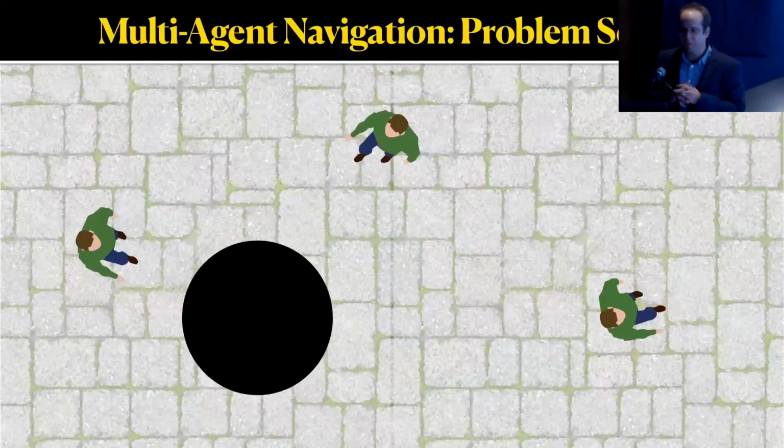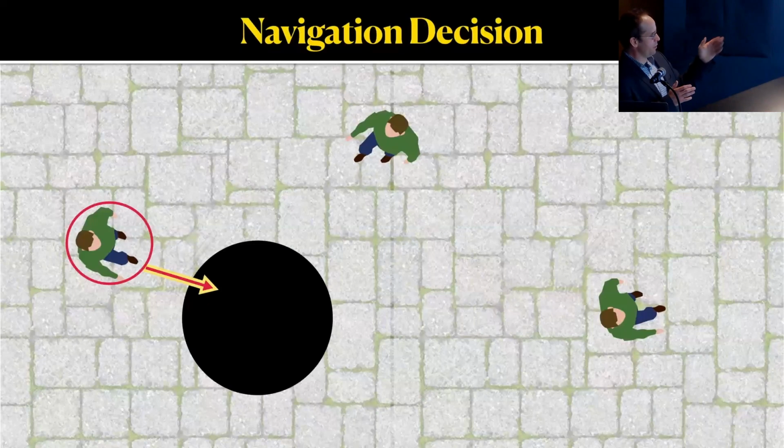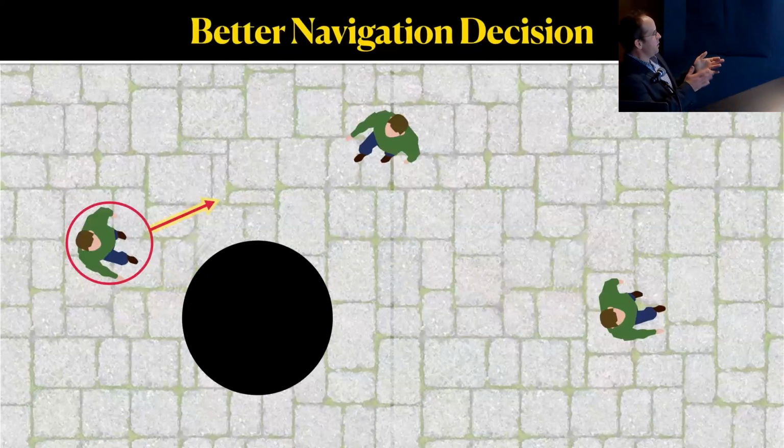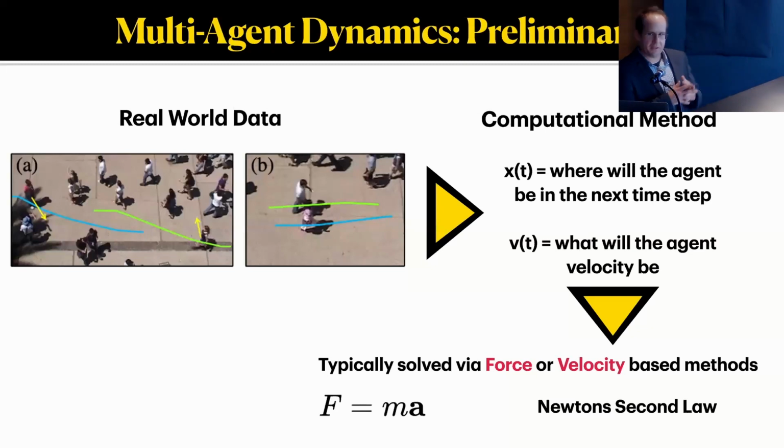So zooming out, what is the problem? What are we actually doing? This is our problem domain. We have agents, and an agent can decide to go here. That's one navigation decision, but probably this is a better decision, right? Because that's going away from that obstacle. So all we're trying to do is find these decisions that make sense.